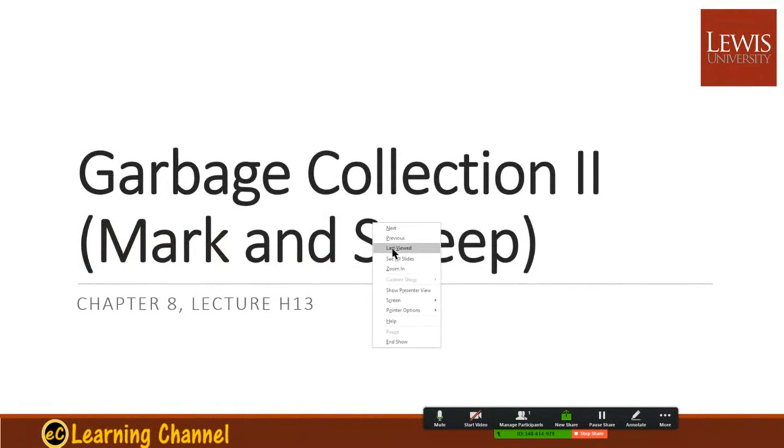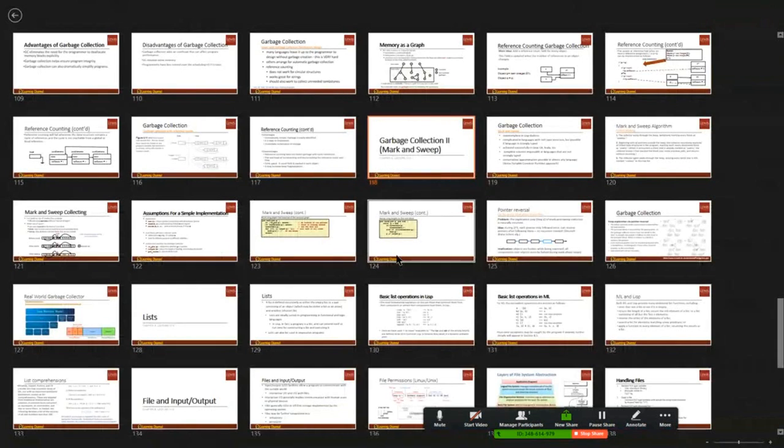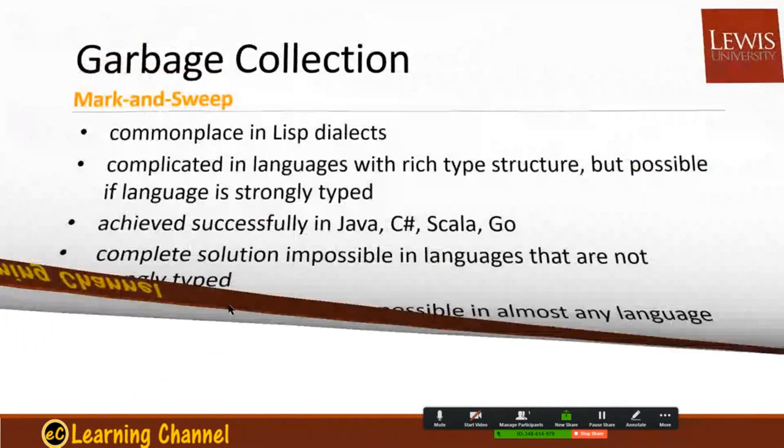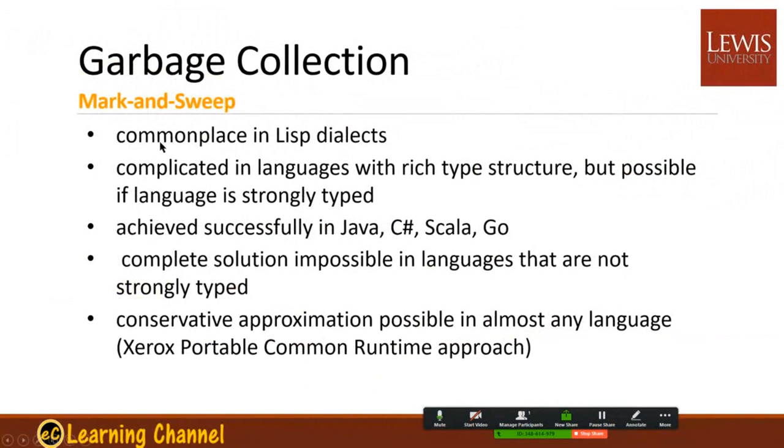Garbage collection model 2, mark and sweep. So mark and sweep is also easy. It's commonplace in this dialect, and actually garbage collection is part of the feature for this dialect. It is complicated in languages with rich type structure, but possible if the language is strongly typed. So it is achieved well by Java, C#, Scala, and Go. A complete solution is impossible in languages that are not strongly typed.